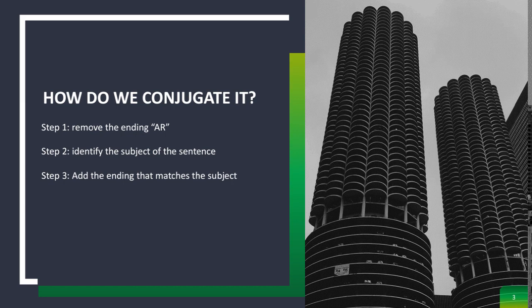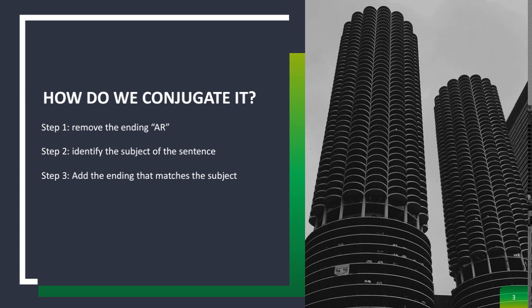When we want to use a verb like hablar in a sentence, we're going to need to conjugate it first. Conjugating a verb just means that we're going to change it to match the person who's the subject of our sentence. We do that in English all the time. We just don't think about it.